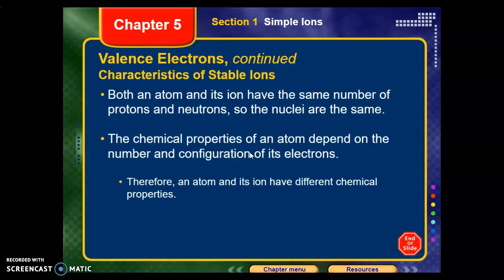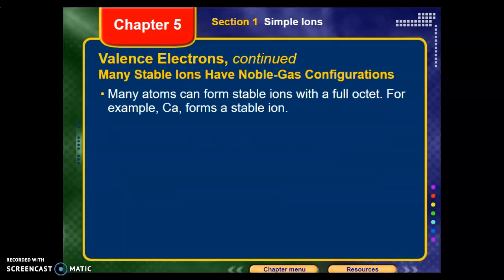And then, so both the atom and the ion have the same number of protons and neutrons, right? So that's what makes them the same. So the atom and its parent ion are the same in the number of protons and neutrons. But the electrons are what makes it different.